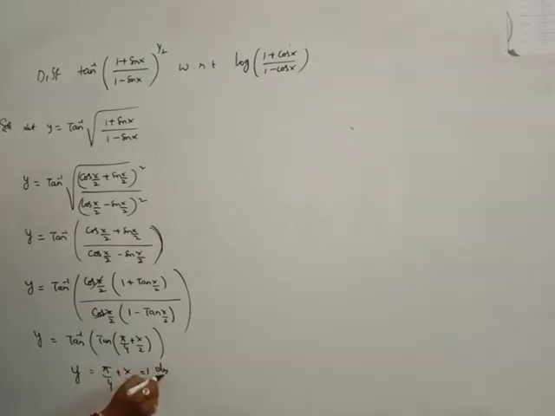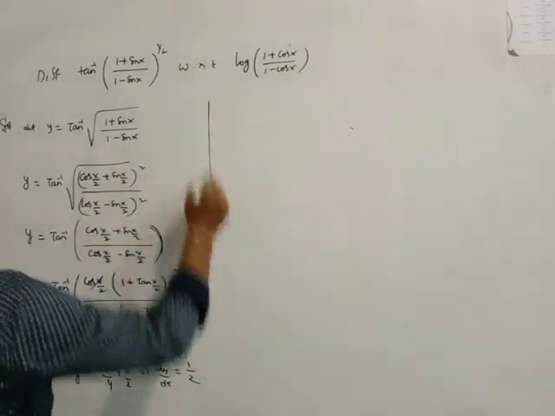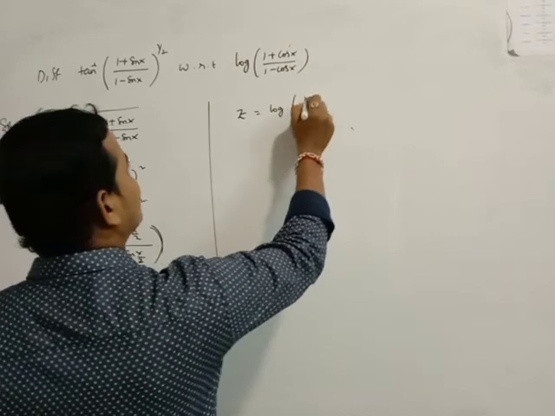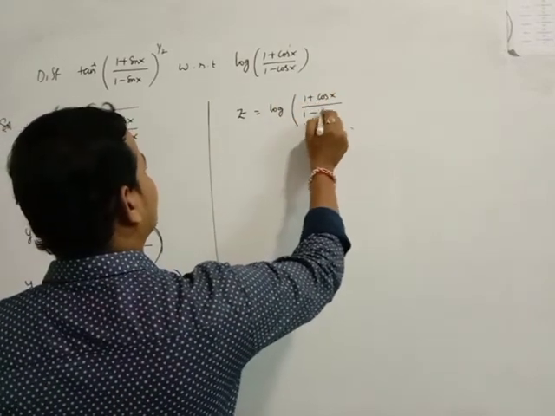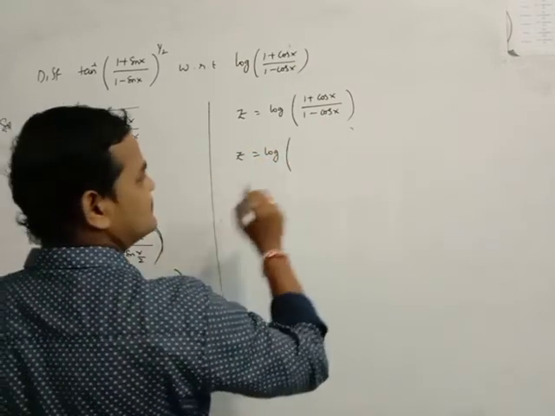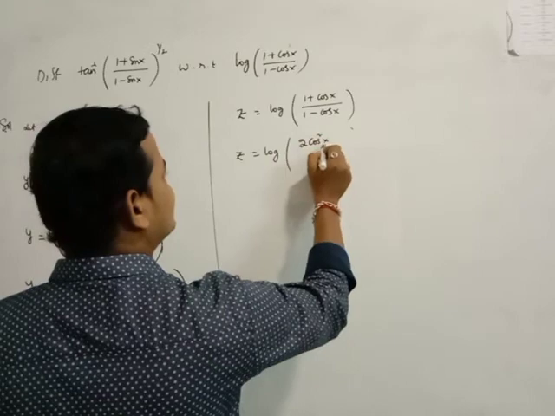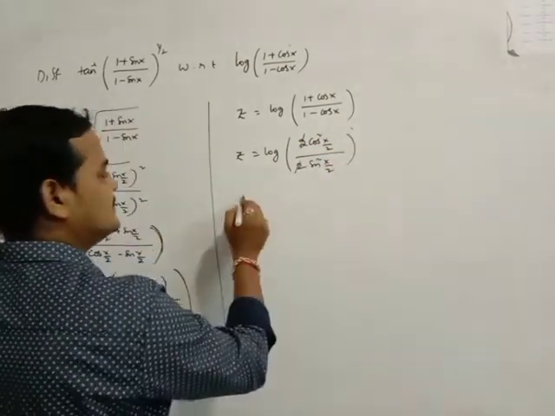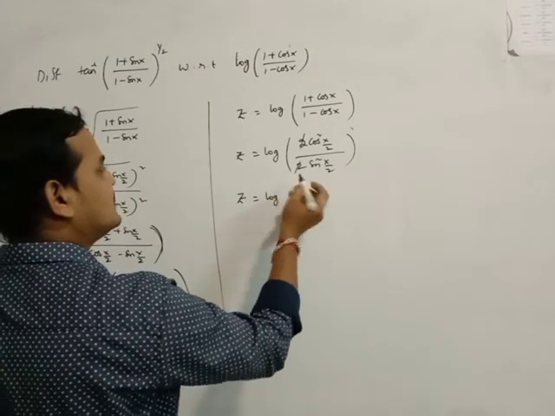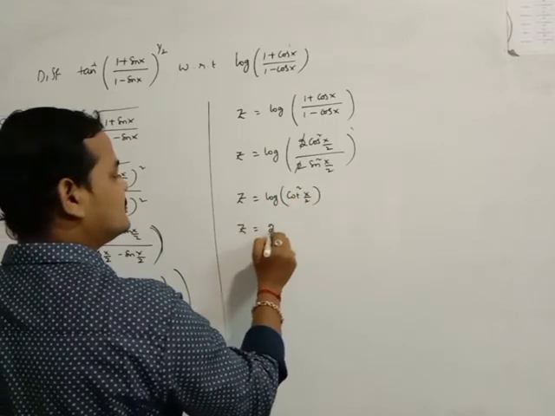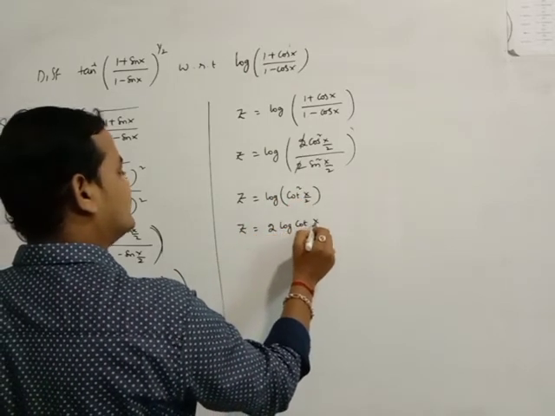So it implies dy by dx is equal to 1 by 2. It is the first one. And consider the second one. Let z is equal to log of (1 plus cos x by 1 minus cos x). So z is equal to log of, 1 plus cos x means 2 cos square x by 2, 1 minus cos x means 2 sin square x by 2, by the formulas. So z is equal to log of cot square x by 2. Square will come out, so z is equal to 2 log cot of x by 2.